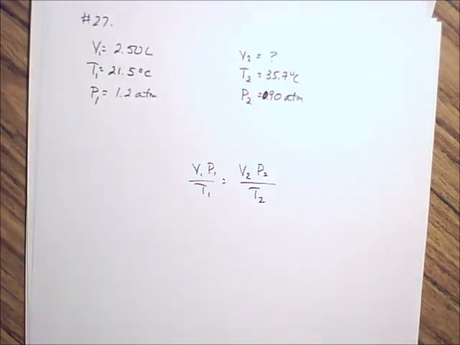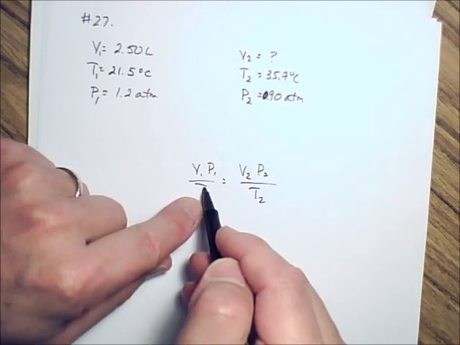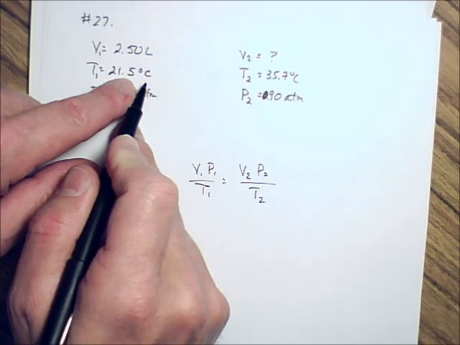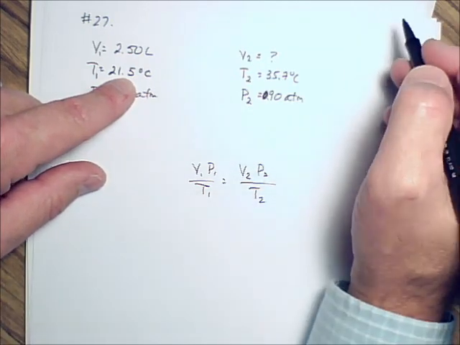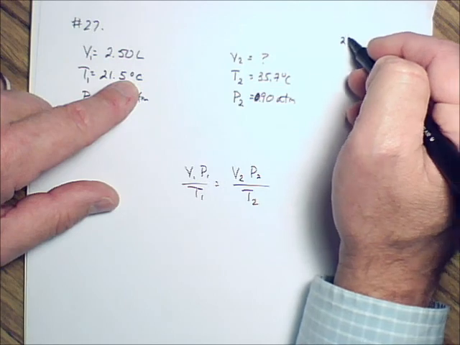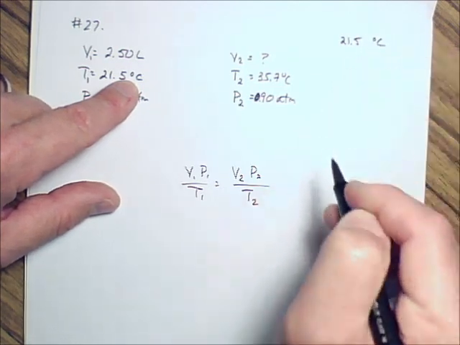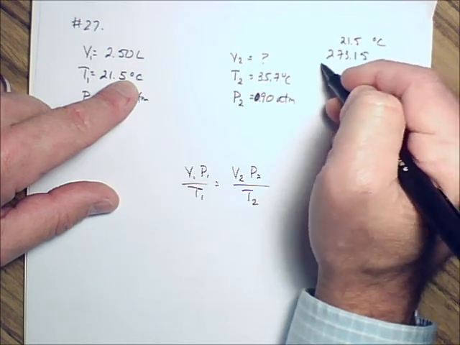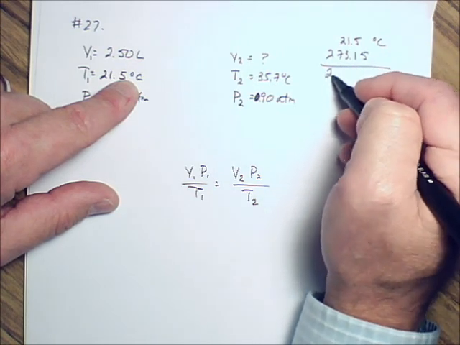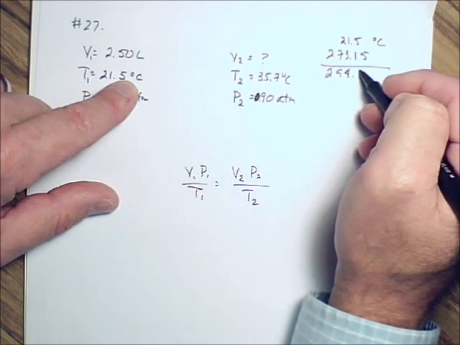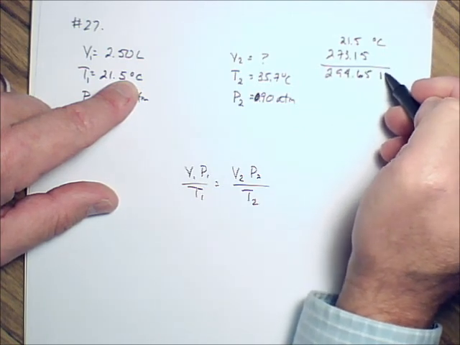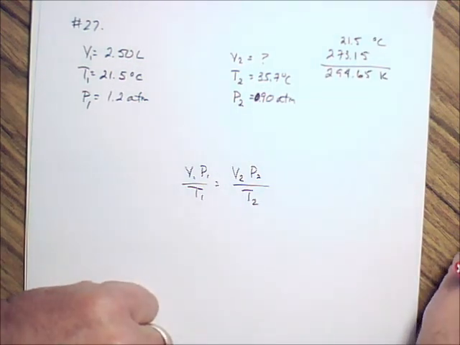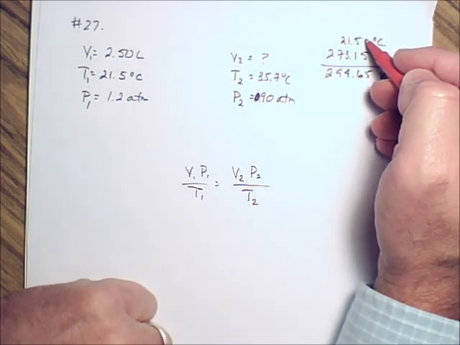All right. Before I go too far, I can't use temperatures in degrees C. I have to convert temperatures to Kelvin. So we got to take 21.5 degrees C and add 273.15 to that, and I get 294.65 K.